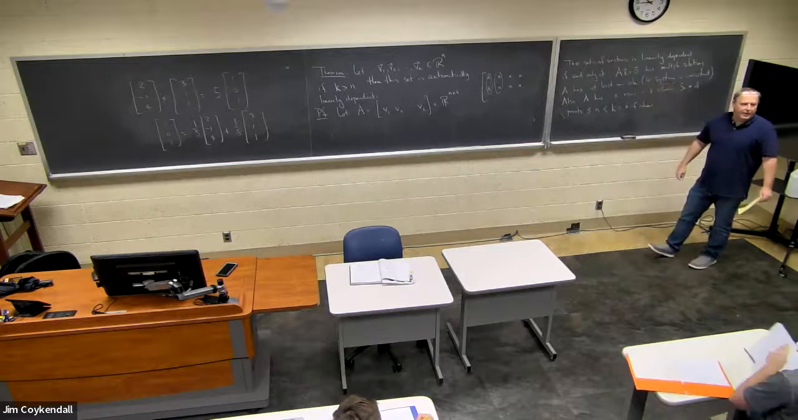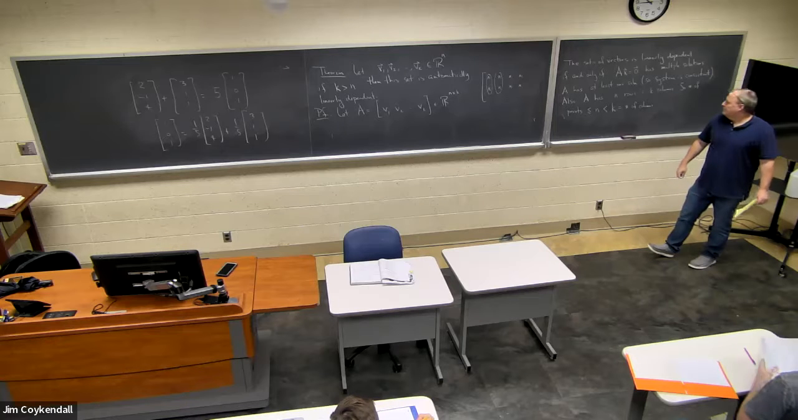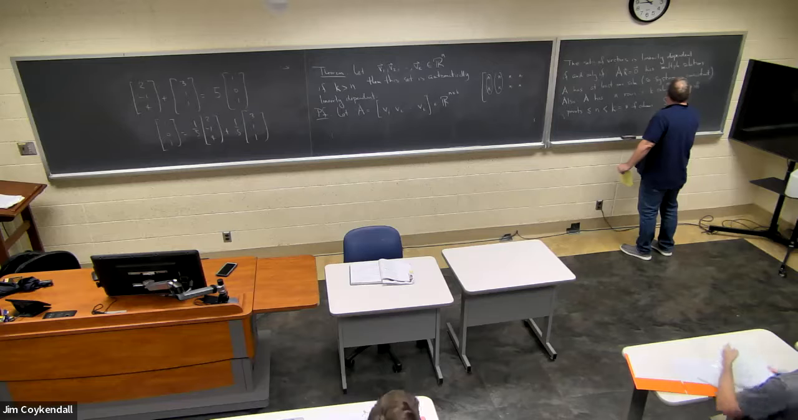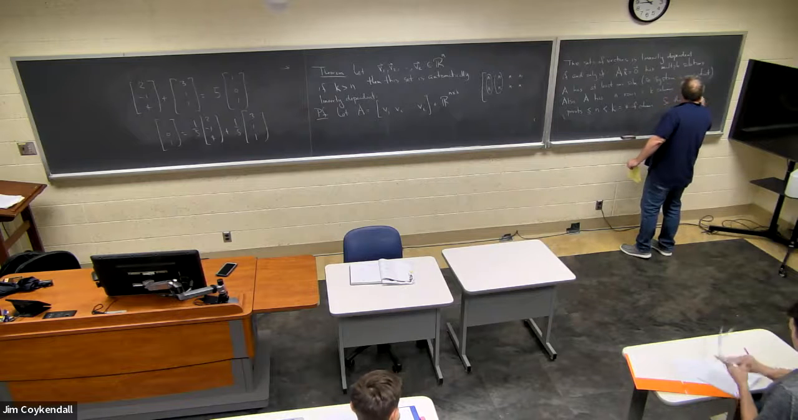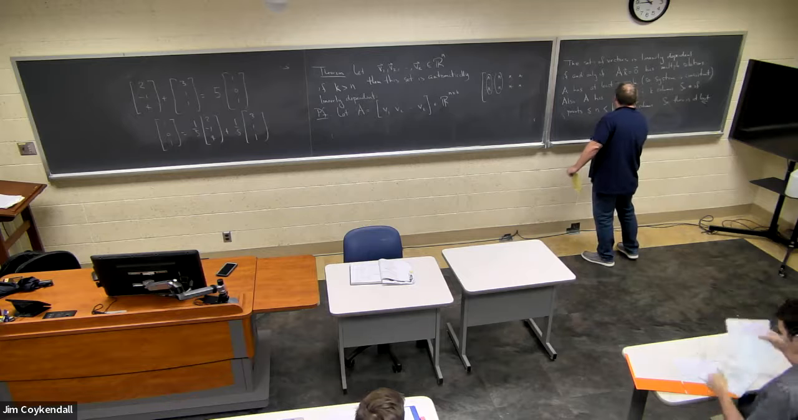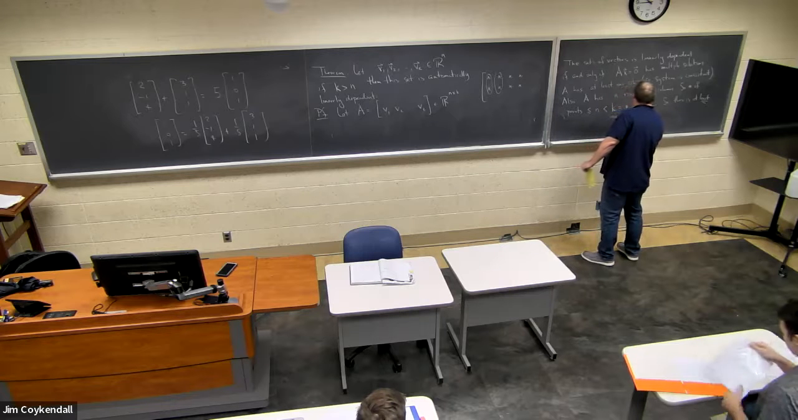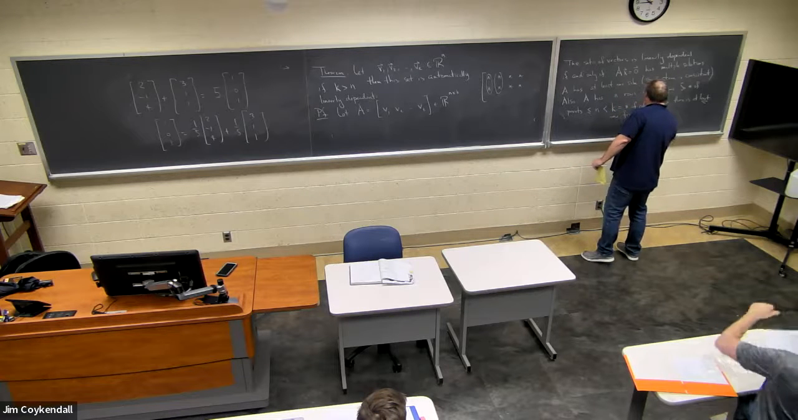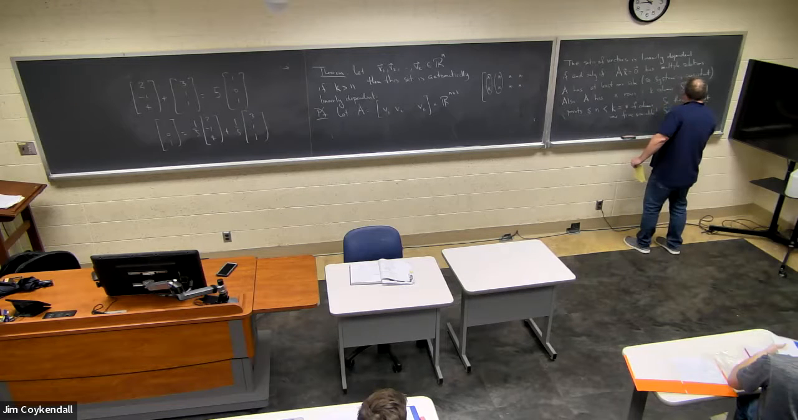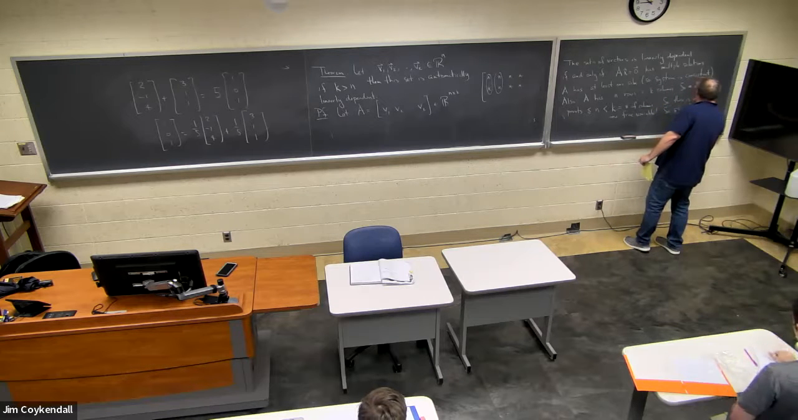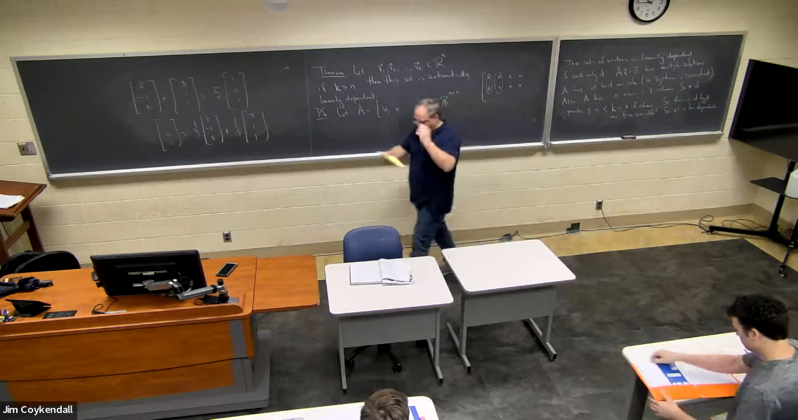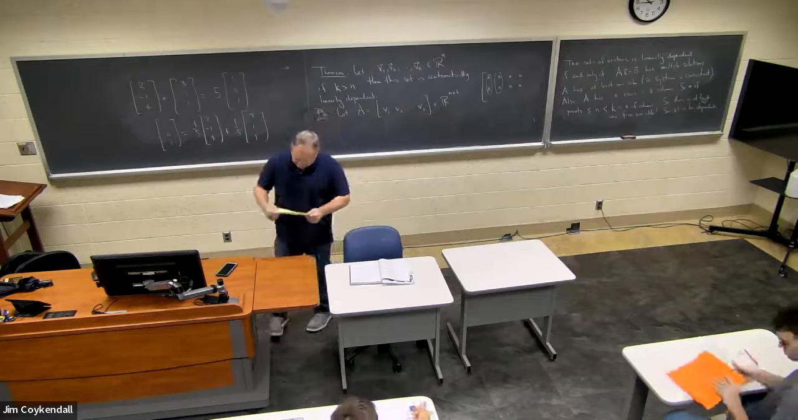And how many variables do we have? We have k variables. So there is at least one free variable. That one free variable guarantees that you're actually going to have infinitely many solutions.